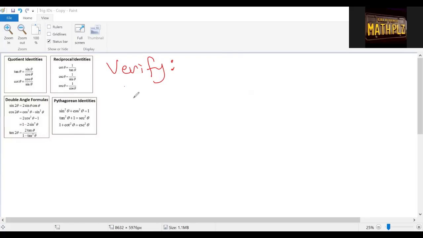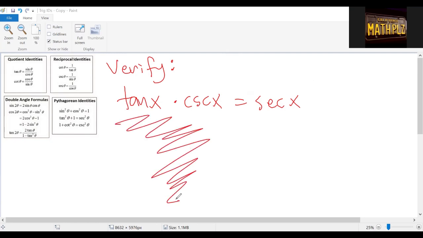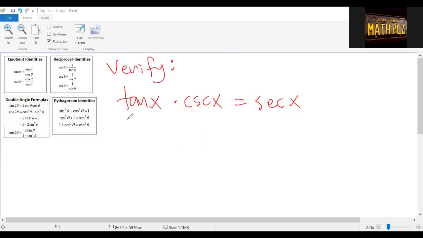The goal here is to verify this trig identity. So put this down onto your notes, please. Tangent x times cosecant x equals secant of x. When we verify trig identities, we want to change the left until it looks like the right. So all the changes happen here. This stays the way it is. You know you're finished when all of this looks exactly like that.